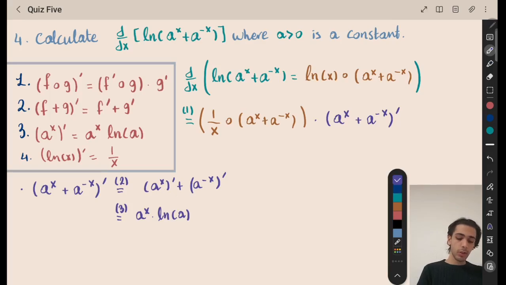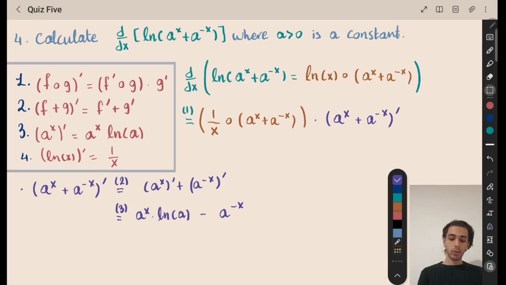Okay, so the derivative of a to the x is a to the x times ln of a. And similarly, the derivative of a to the minus x will be a to the minus x, but you need to multiply by the derivative of the inside function. So here we're applying the chain rule. And the derivative of the inside function minus x is minus 1. So here I'll just put a minus.